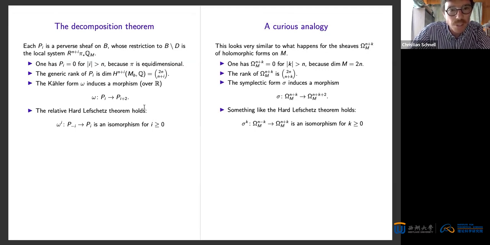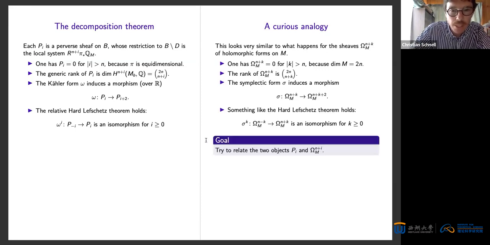And so the task is sort of to understand this analogy. Is there anything to this? Is this just a coincidence, or is there some actual deep math behind it that explains it? So the goal is to try to relate these two objects, pi for i equals minus n to n, and omega M n plus i for i equals minus n to n, and relate them in such a way that we can explain, for example, why there is a Hodge-Lefschetz theorem on both sides.